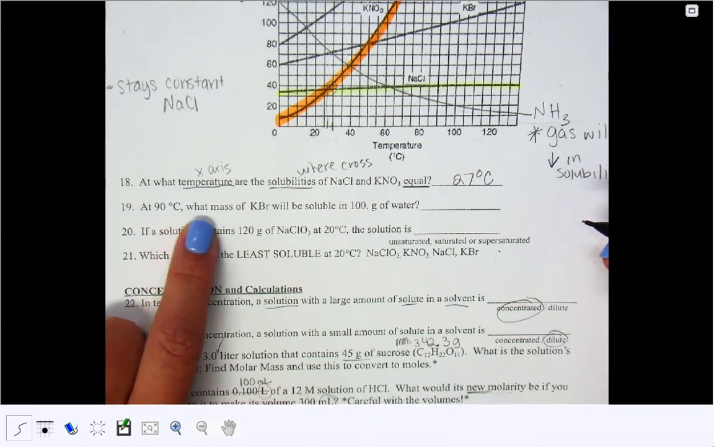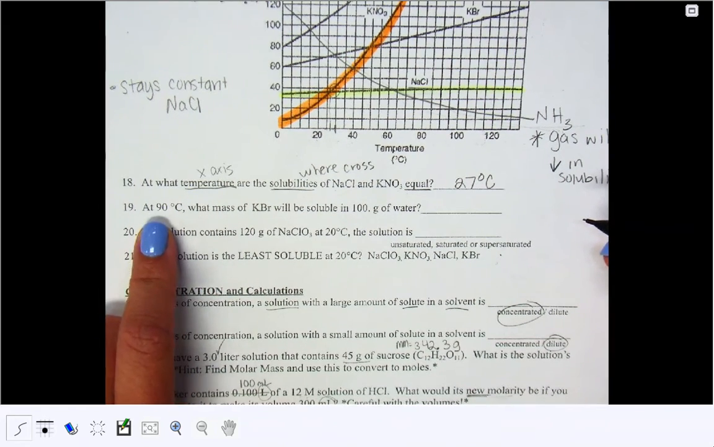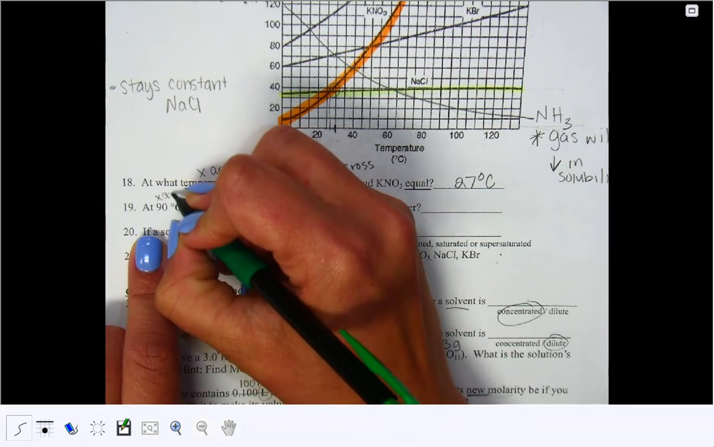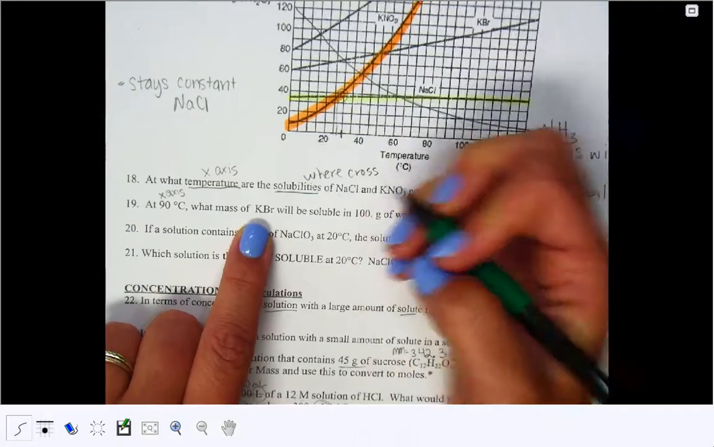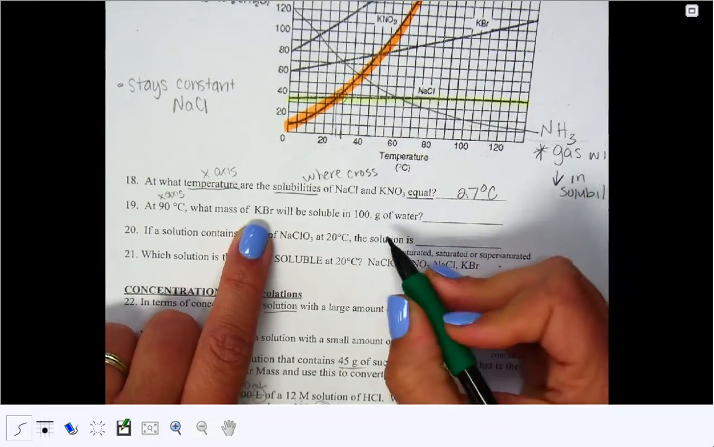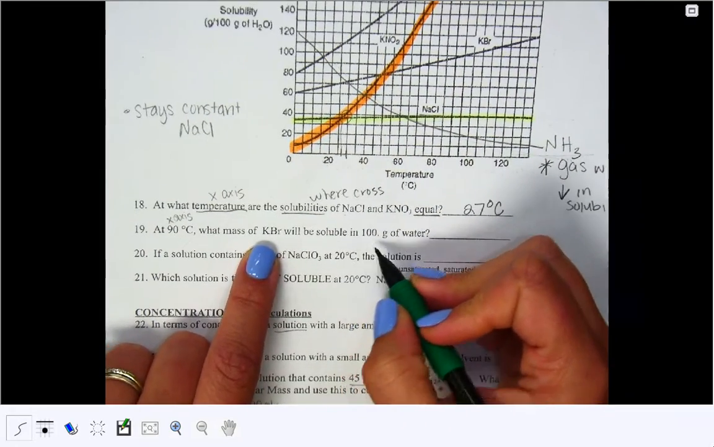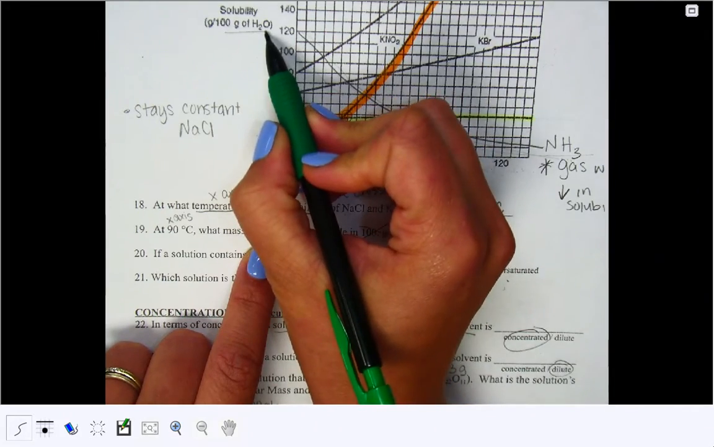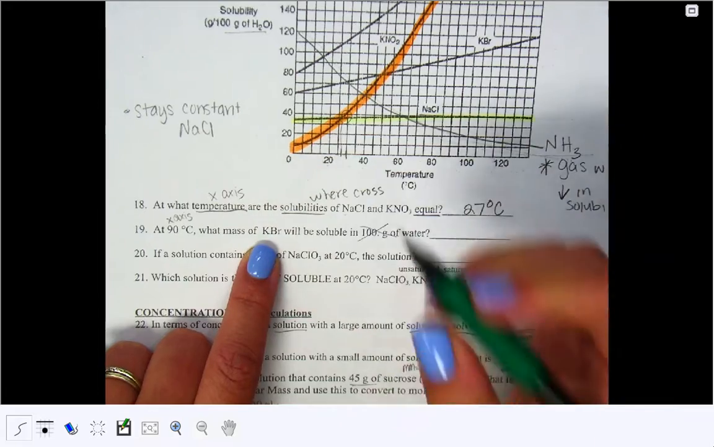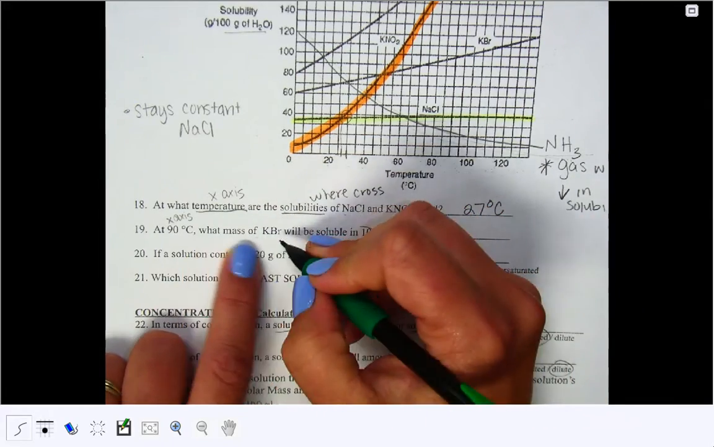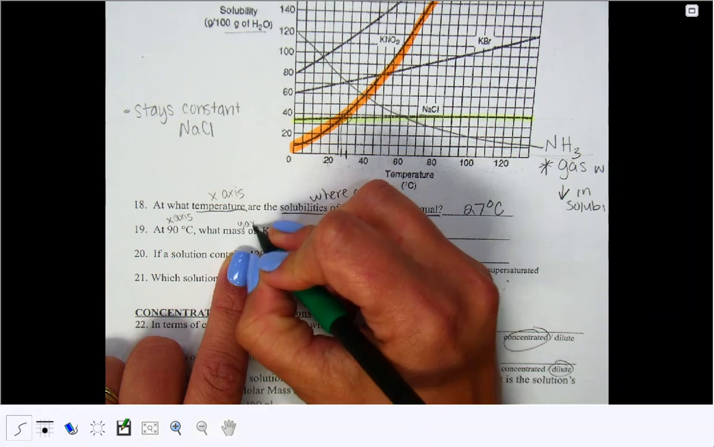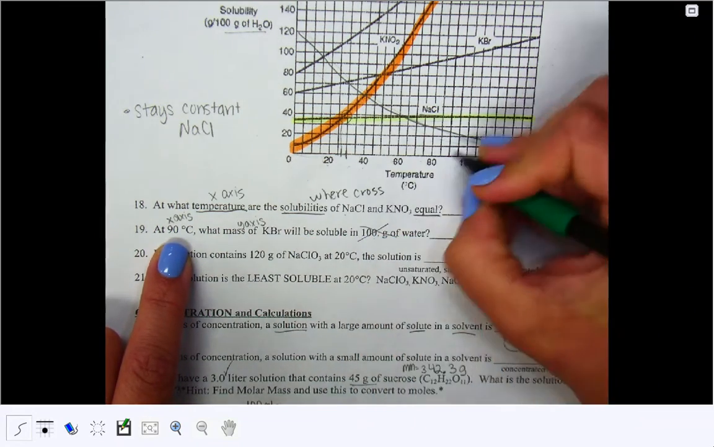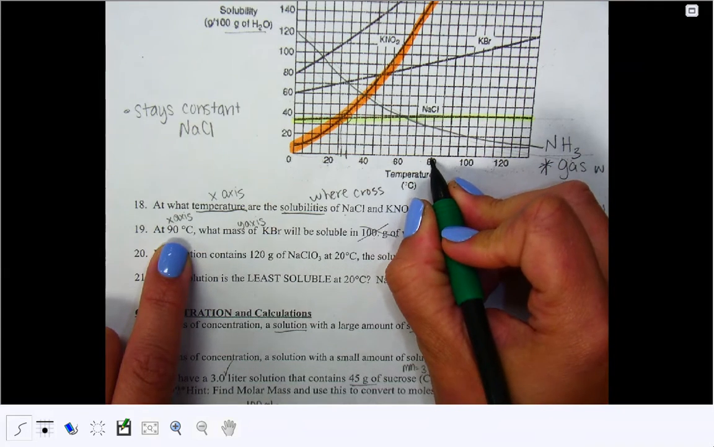All right. Number 19 says at 90 degrees Celsius, so this is on our x-axis again. What mass of KBr will be soluble in 100 grams of water? Do we care about the 100 grams of water? No, we're going to ignore that because that's just telling me what graph I'm looking at. So just ignore that number, okay? But the mass of KBr, we're going to be reading off of our y-axis. So we're going to look over 90 degrees Celsius. We're going to find that line. So you had to think a little extra.